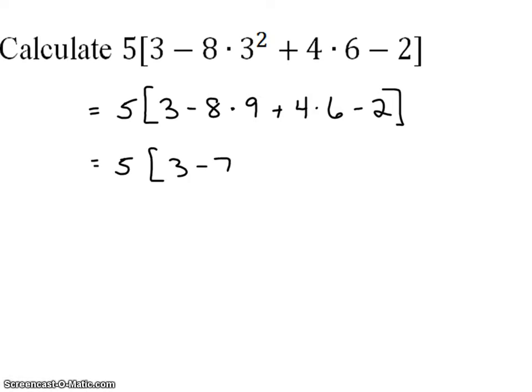8 times 9, 72. 4 times 6, 24. Now I have subtraction, addition, subtraction. So now I can work left to right on addition and subtraction. 3 minus 72. Let's just do it one at a time. 3 minus 72. That would be -69.